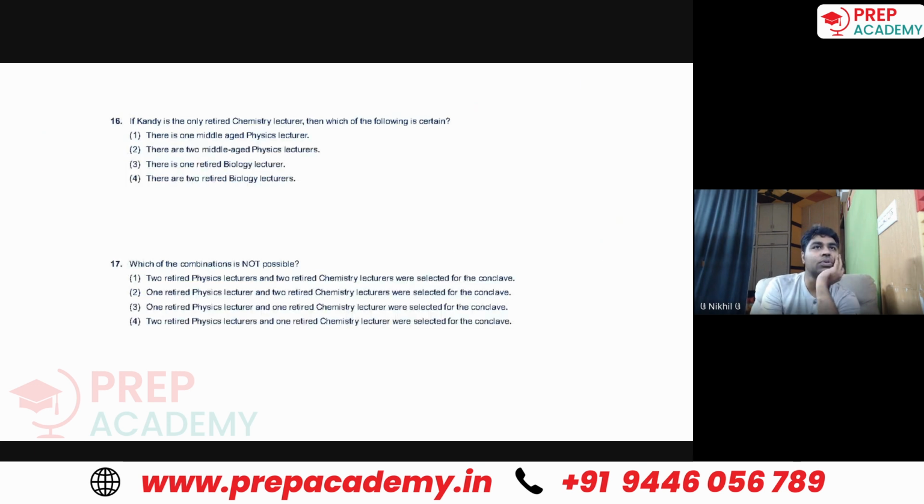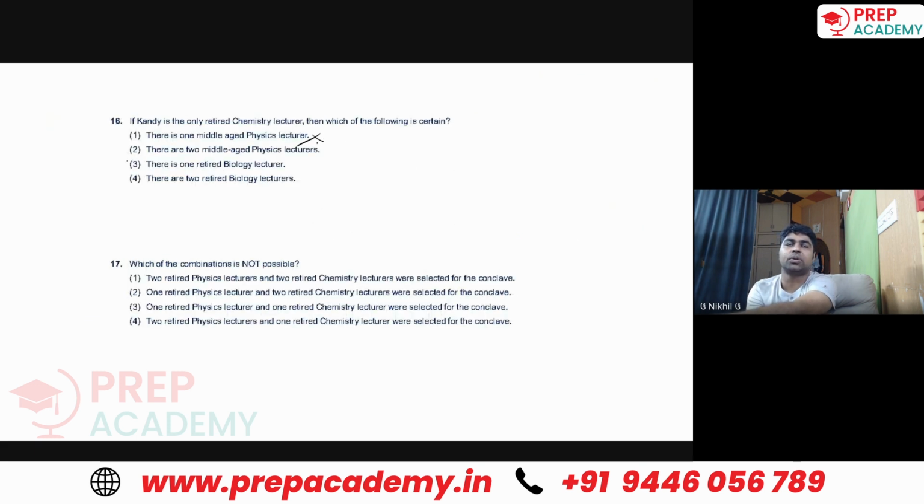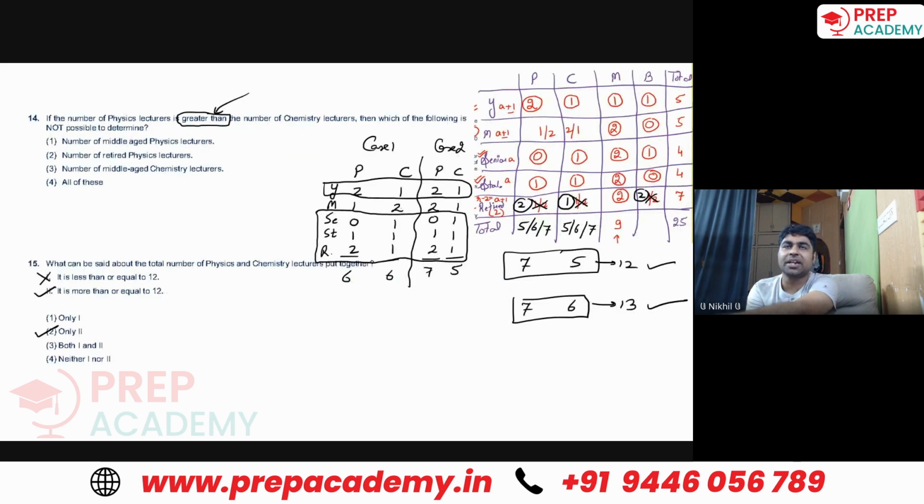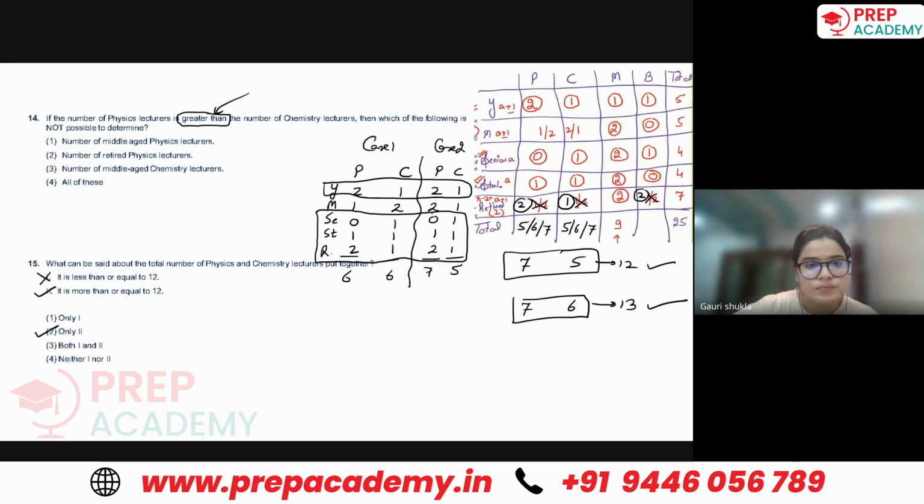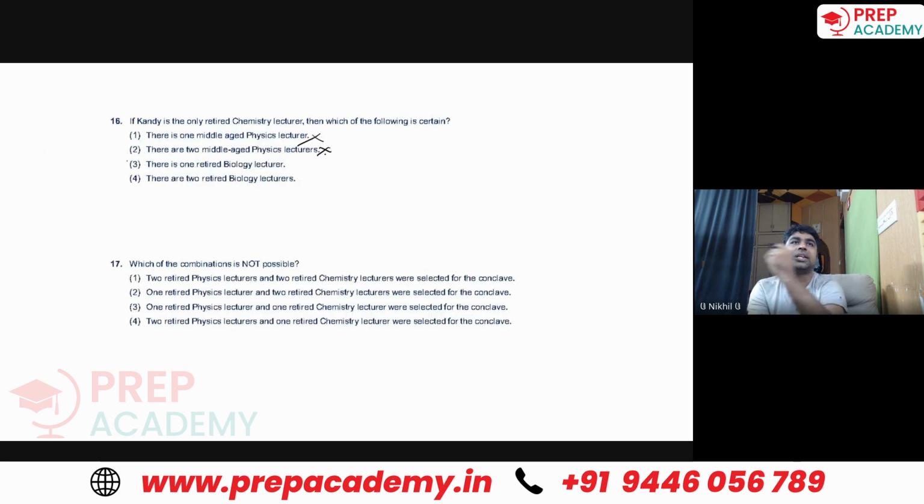There's one middle age physics lecturer. In case 1, yes, but in case 2, no. So what is it? Is it certain? No, it is not. There are 2 middle age physics lecturers. In this case, yes, but in this case, no. So not certain.